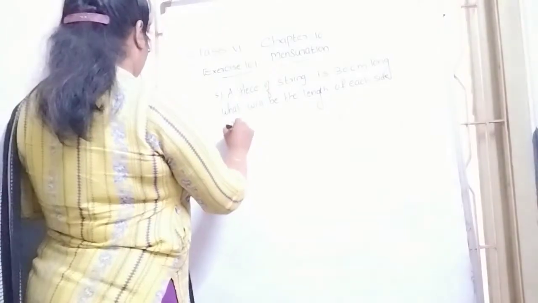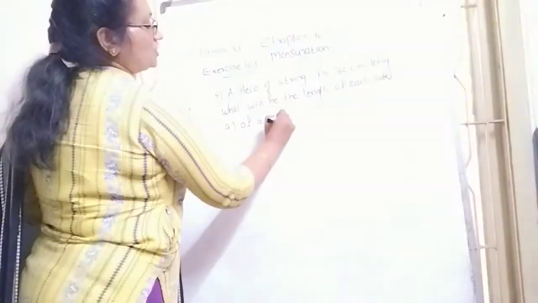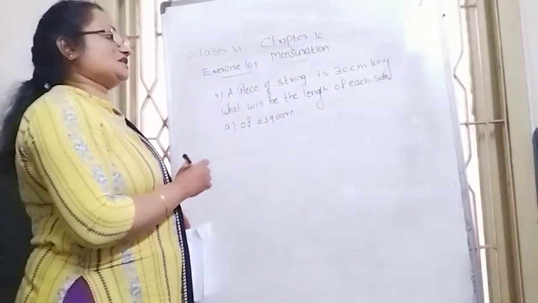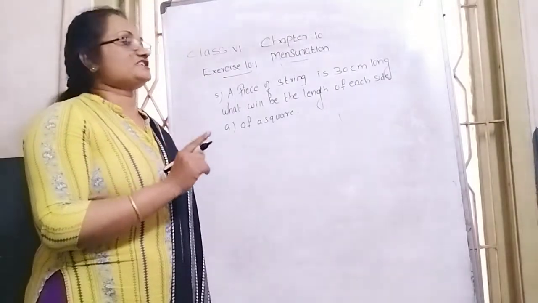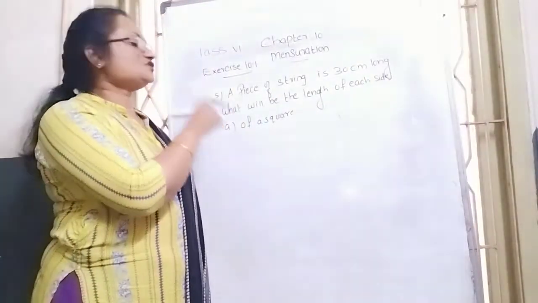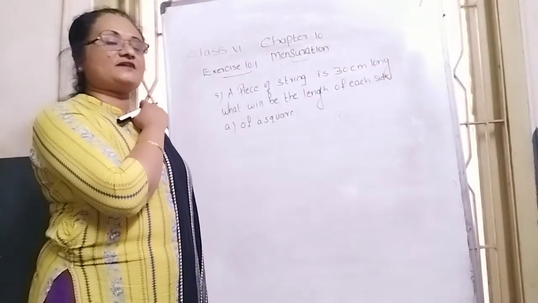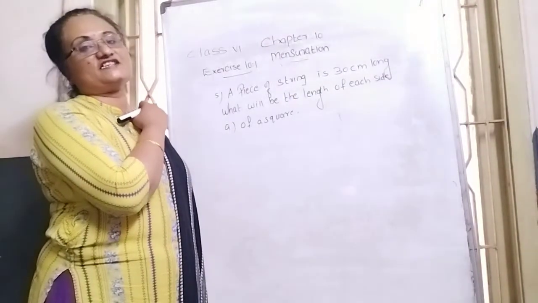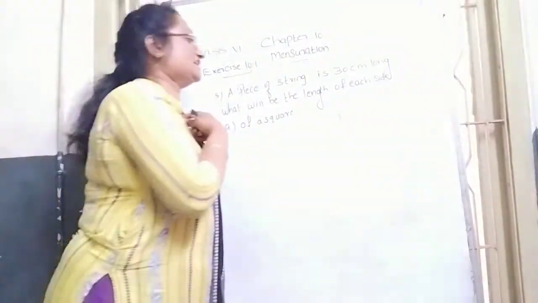First, they mentioned a side of a square. Find out the side of a square shape. How to find out? The length actually means perimeter. Perimeter of the string is given as how much? 30 centimeter. Then square shape is asked. So what is the formula for finding the perimeter of a square? 4 into side is the formula.